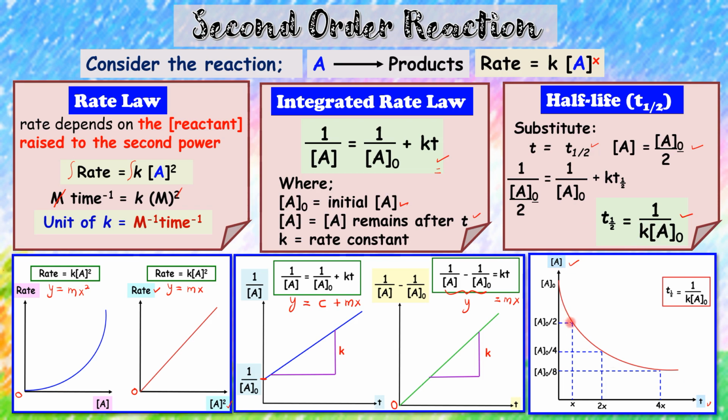Then refer to the trend. Half of the initial concentration is somewhere here. When we refer here, we get half of the concentration, and the time taken is X. For the second half-life, the time taken is 2X, and for the third half-life, we get 4X. We can clearly see that the half-life, the time taken for the concentration to become half, is not constant. It doubles. Therefore, this indicates that the order of reaction is second order.